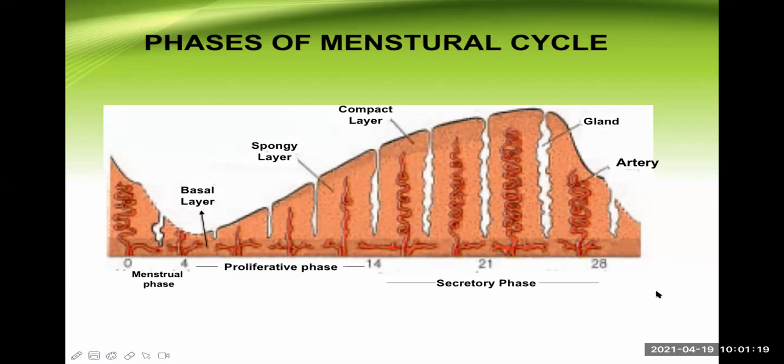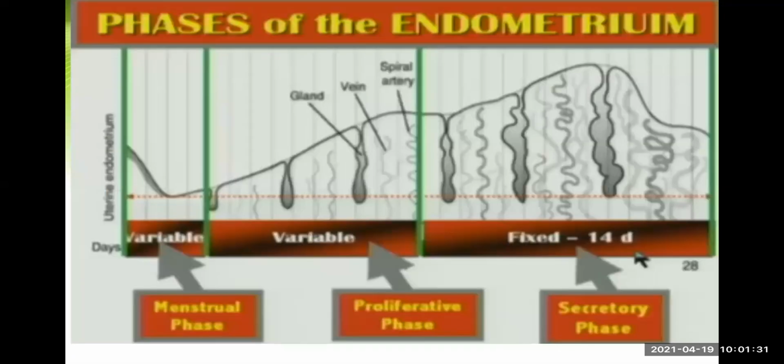And this will only occur in the reproductive age, and that is 15 to 45 years. Some ladies may develop this even beyond 45 years. It depends. So these are the phases of the endometrium: menstrual phase, proliferative phase, and secretory phase. The secretory phase is a fixed one, and this proliferative phase is a variable one.